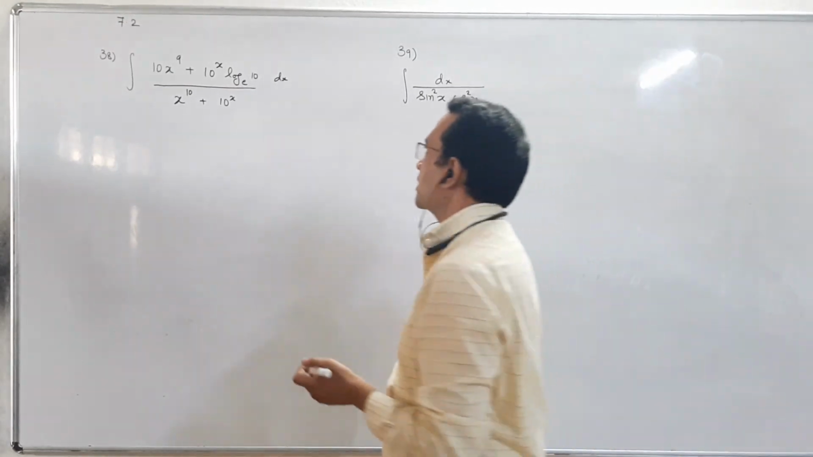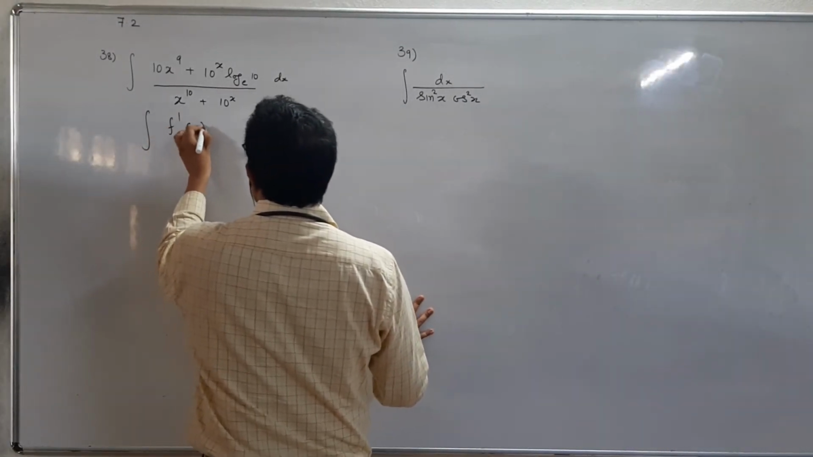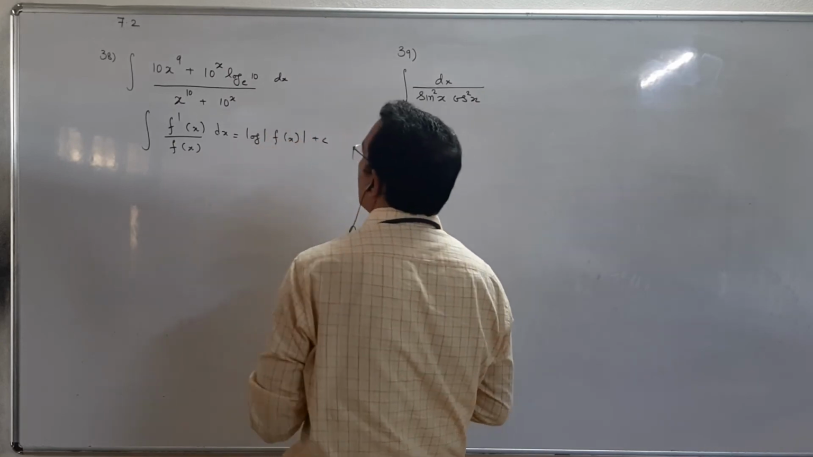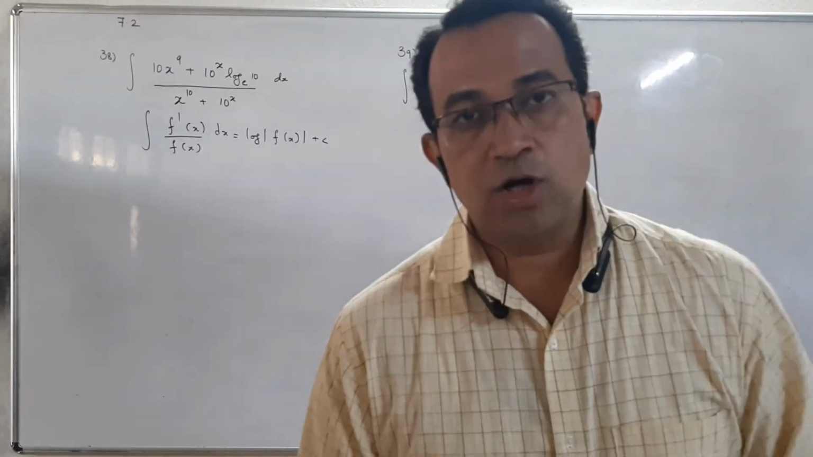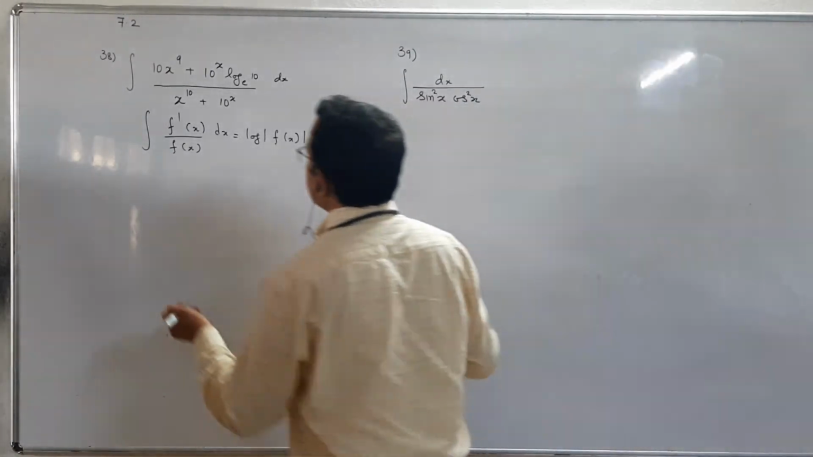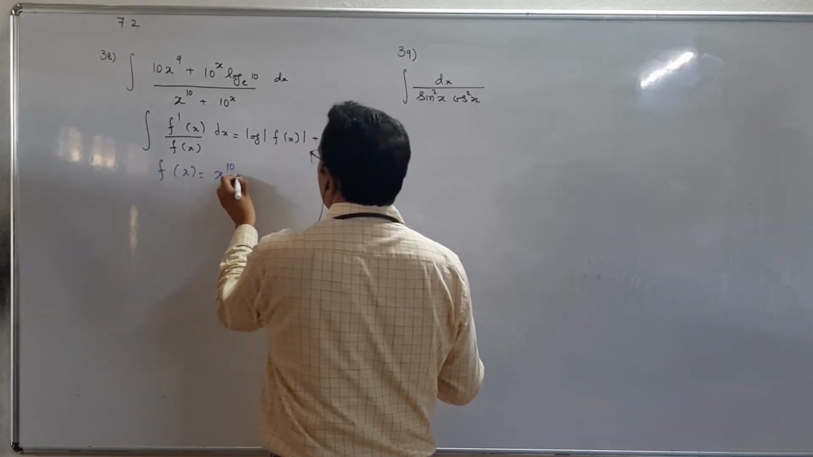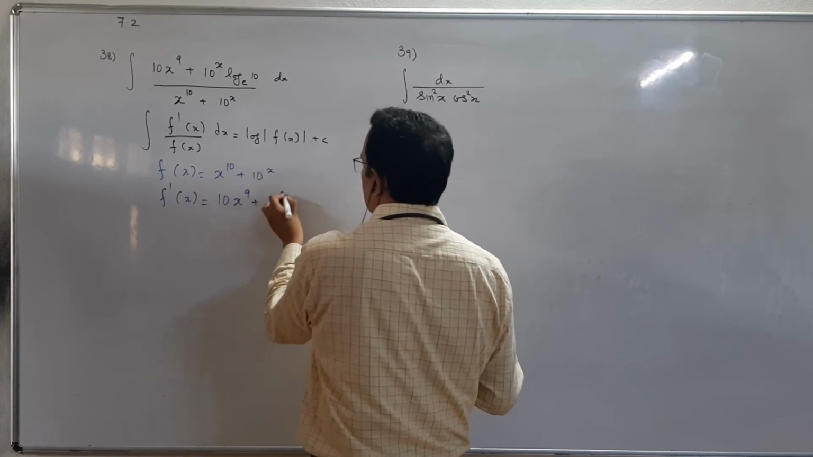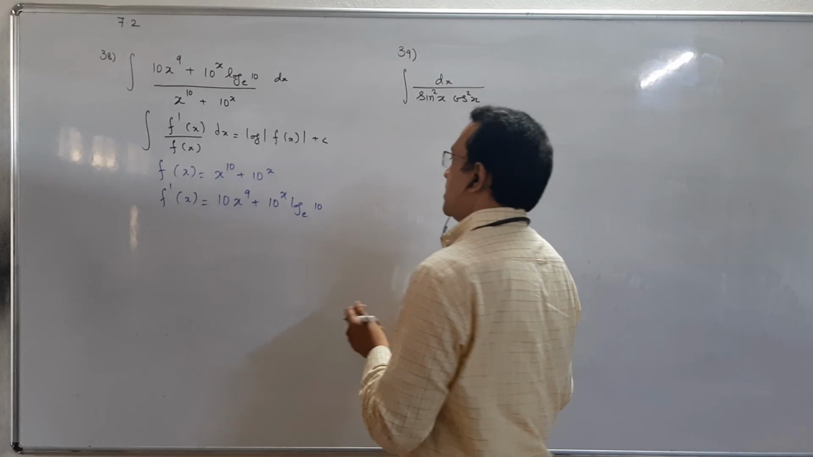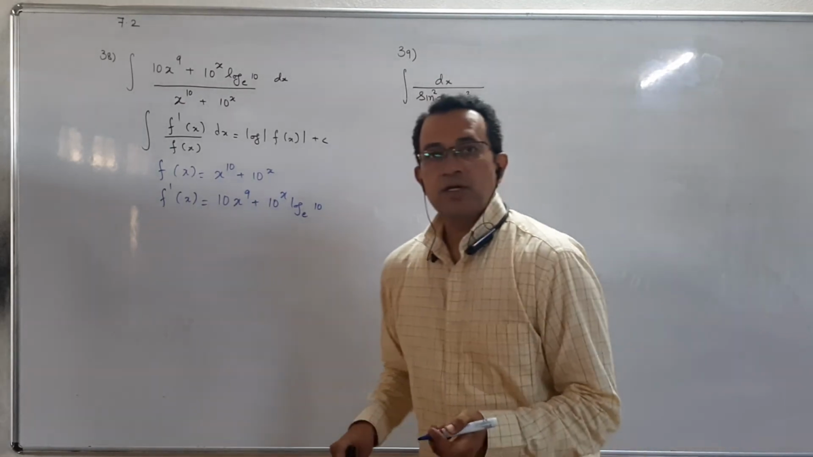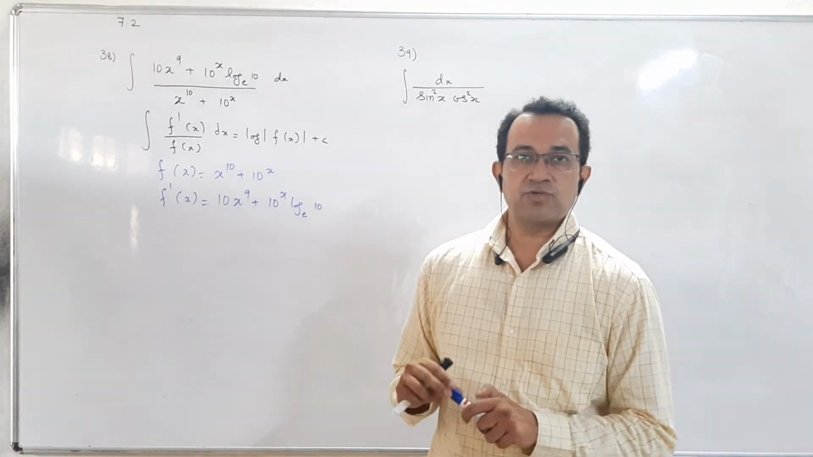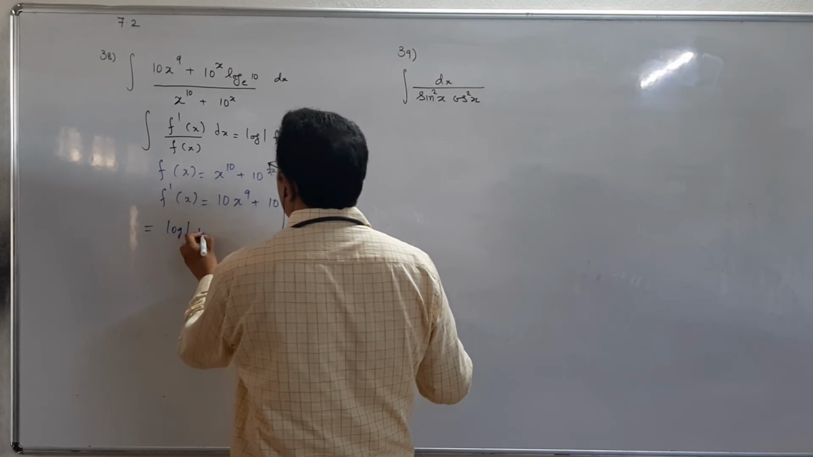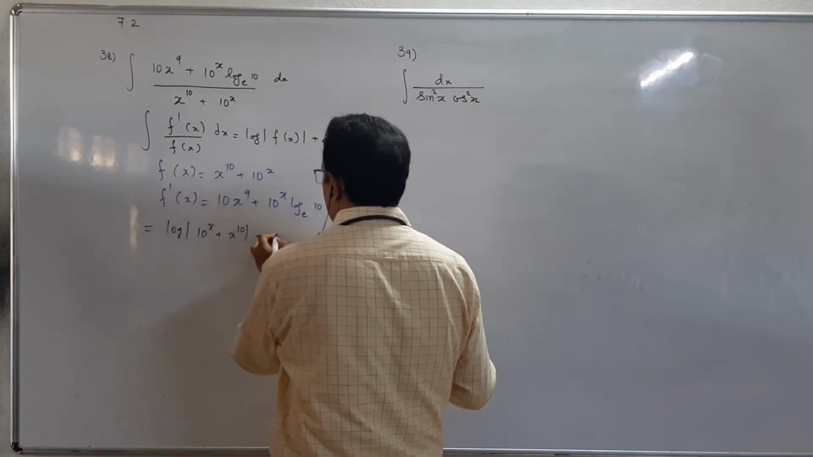Now, students, again I am applying the same formula: integration of f dash x upon fx dx is log mod fx plus c. Just now, students, I have taught you the formula in sum number 32. So if I consider the denominator as fx, which is x raised to 10 plus 10 raised to x, then f dash x will be 10x raised to 9 plus the differentiation of 10 raised to x. The differentiation of a raised to x is a raised to x into log a to the base e. So this is nothing but log mod fx plus c. This is your answer.